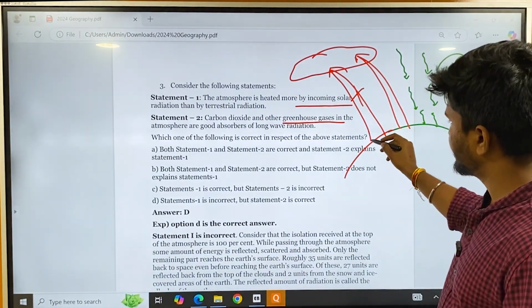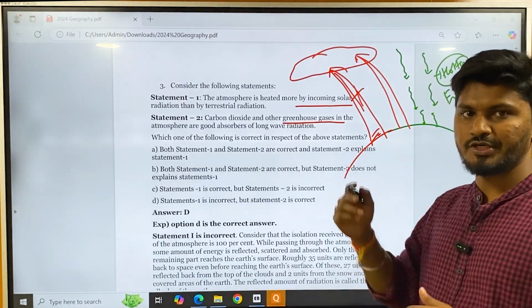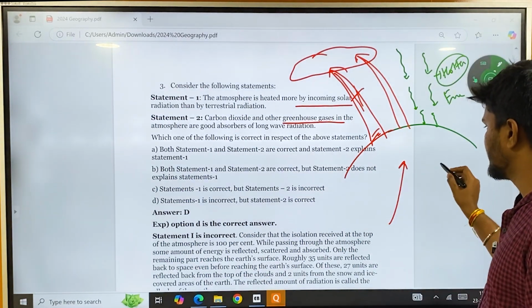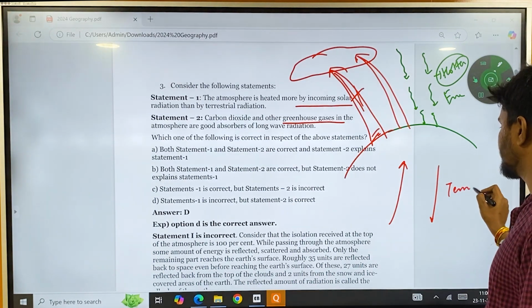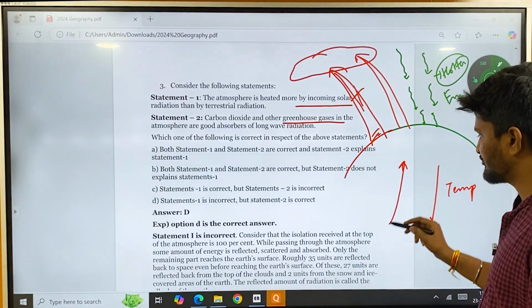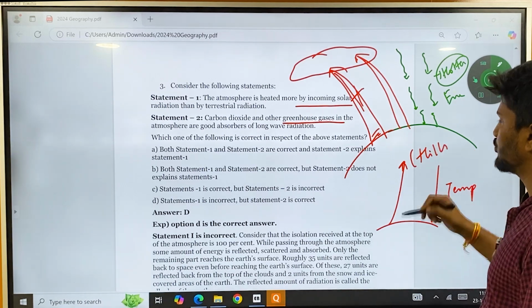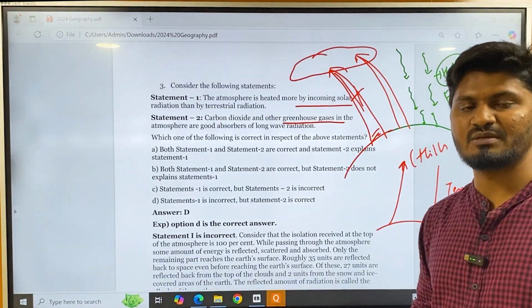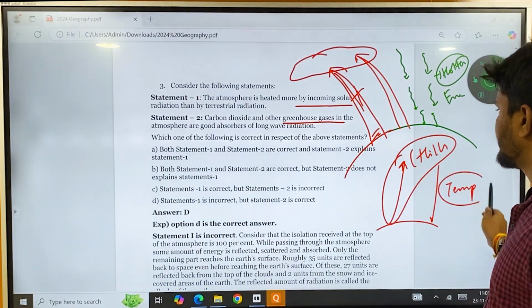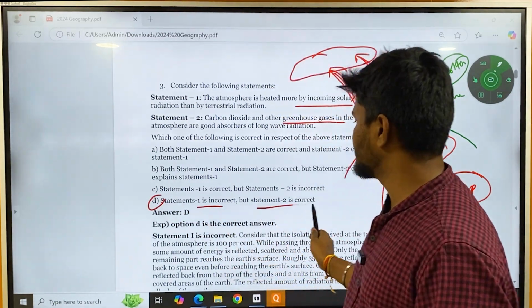Since the long wave radiations have more energy at the ground and it goes on decreasing as you move with the altitude, that is why the temperature goes on decreasing with the height. If there is any inversion, meaning the temperature increases with the height, then it is called temperature inversion. Normally temperature goes on decreasing from the surface as we move up in altitude. That is why hill stations are cooler during the summer, and that is why people prefer to go to hill stations. If there is a deviation from this general behavior, it is called temperature inversion. So the correct answer here is option D, that is statement 1 is incorrect but statement 2 is correct.